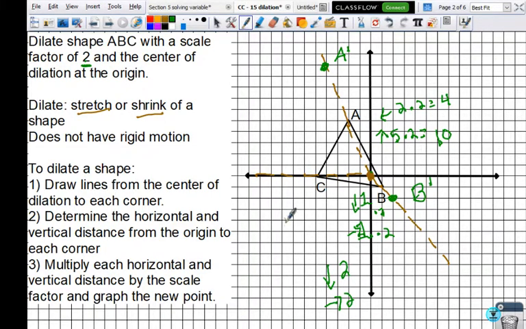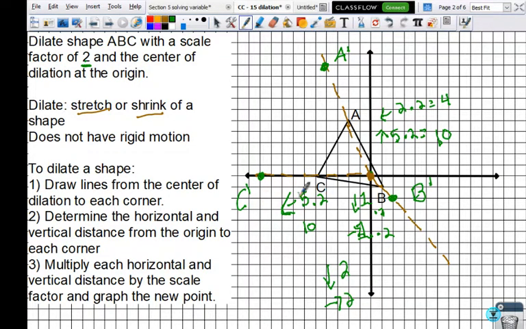And then I got to repeat the same process now, but for point C. For point C, I only have to go left 1, 2, 3, 4, 5. I only have to go left 5 for C. I don't have to go up or down at all. But I'm going to do the same thing. I'm going to multiply it by my scale factor, which is 2. And now I'm going left 10. Right there. This is my C prime.